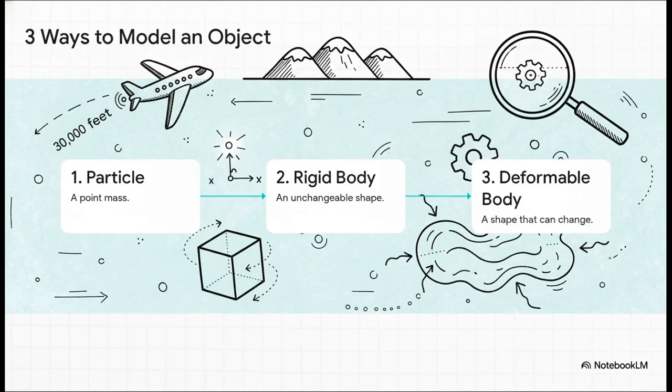So how do we simplify? Well, we generally use one of these three models: the particle, the rigid body, or the deformable body. You can think of them as different levels of zoom. For today, we're going to focus on the first two, because they are the most fundamental. So let's break them down.